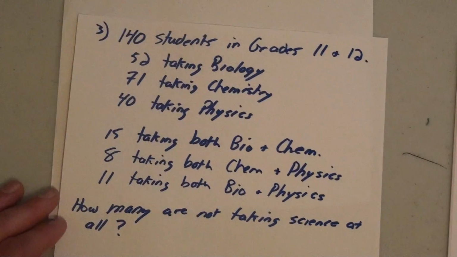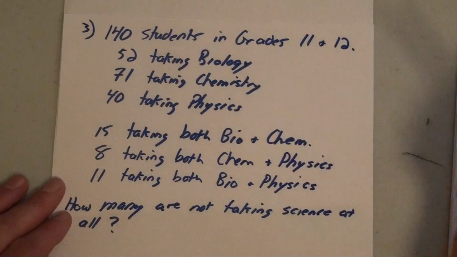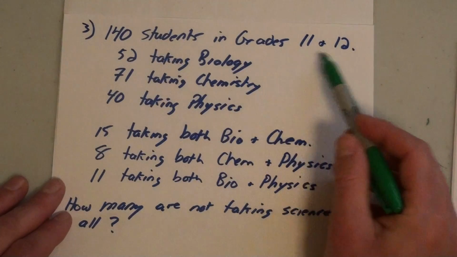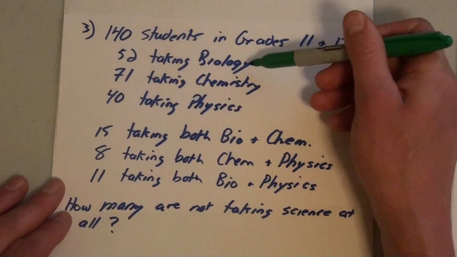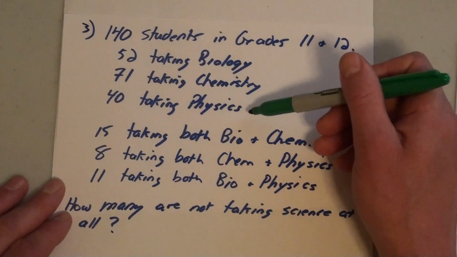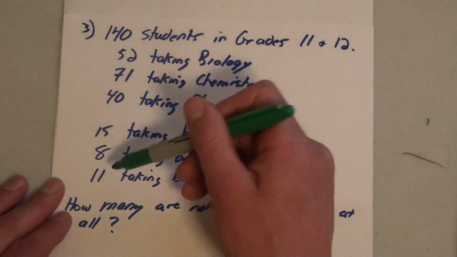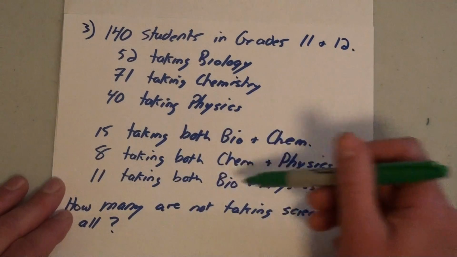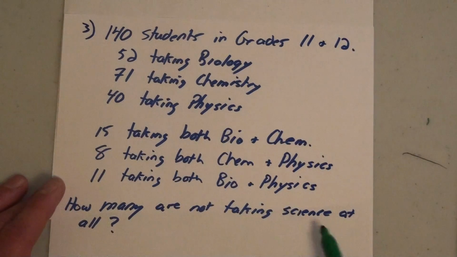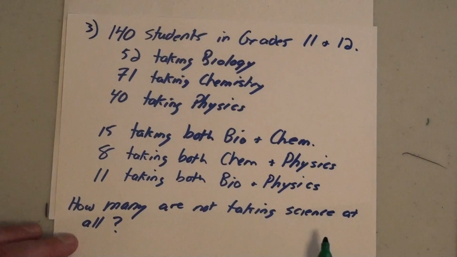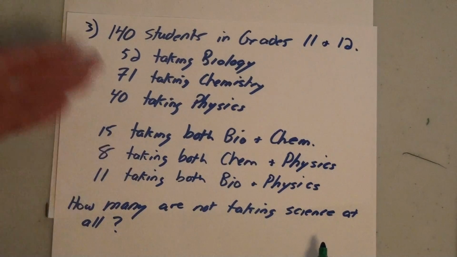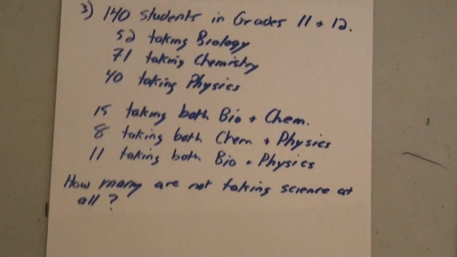The third question, here you're going to have multiple circles. I have 140 students in grade 11, grade 12, 52 taking biology, 71 taking chemistry, 40 taking physics. 15 are taking both biology and chemistry. 8 are taking both chemistry and physics. 11 are taking both physics and biology. How many students are not taking science? Again, a very difficult question to answer unless you visualize it using a Venn diagram.